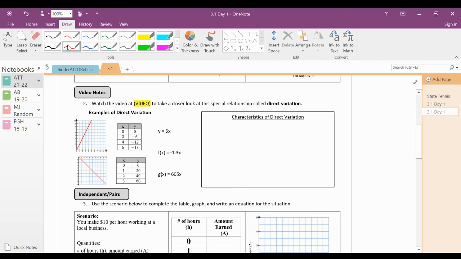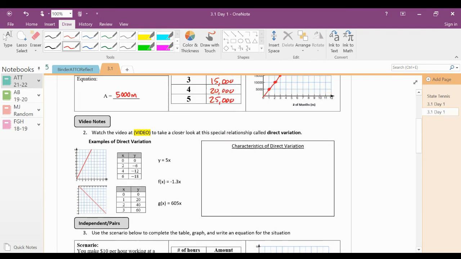All right, ATT. This is the video to look at this section here, taking a closer look at this special relationship called direct variation. Direct variation is one of the two variations we're going to learn about, and a couple characteristics of direct variation we're going to discover in looking at these quick examples of graphs, tables, and equations here.